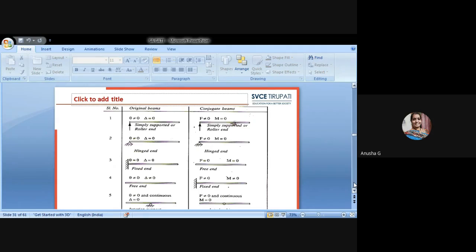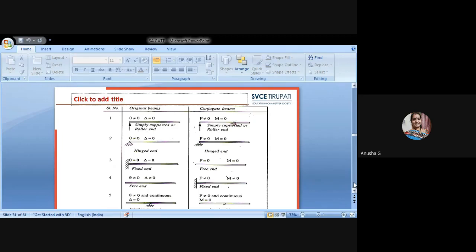Now we'll see some more formulas and definitions we have to observe for normal beams. Suppose for an original beam, it is simply supported or a roller beam, slope will not be 0, deflection will be 0. Simultaneously, for a simply supported beam, force is not equal to 0, but moment equals 0. I have to observe this clearly.